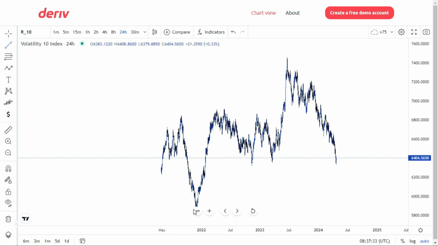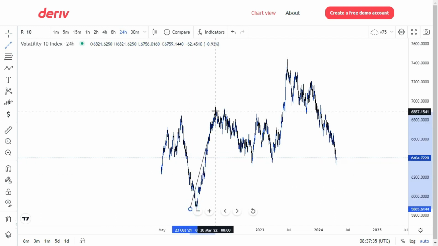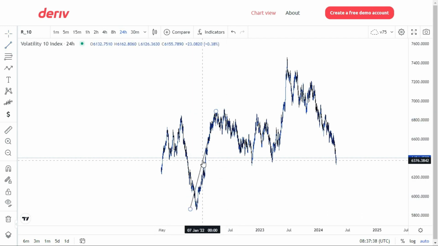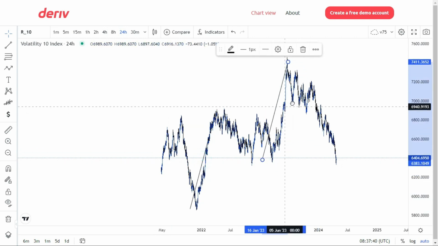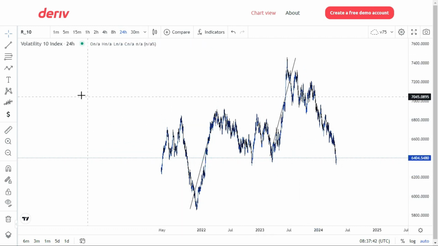I'm talking about these moves, from this point to that point, and from that point to that point. These are the major two impulse moves that we have in this market. Very big candlesticks, and they are few. That's one characteristic of impulse moves that tells you the direction of the market.